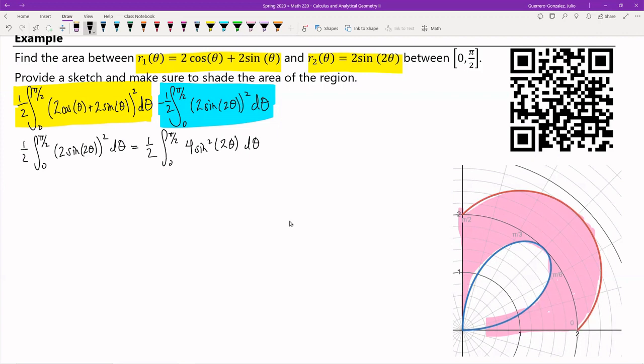The 4 combines with the 1/2, that leaves us with 2. And then the sine squared of 2 theta, that is going to turn into this. So this whole thing is going to now be 2 times the integral from 0 to pi over 2 of 1 minus cosine of 4 theta, divided by 2.